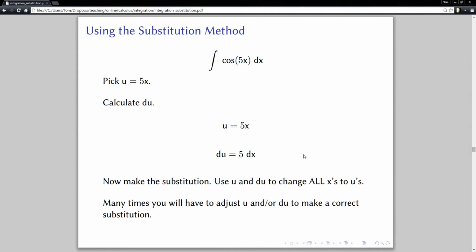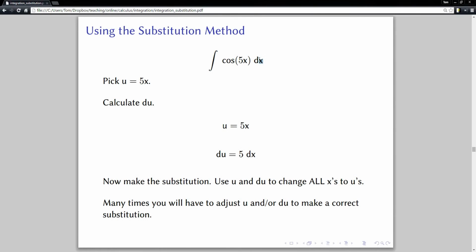All right, so many times what you're going to have to do is adjust the u and/or the du to make the correct substitution. Looking at our problem right here, we can see inside here we have 5x, and that's exactly equal to u. So that part is generally easy, and that, generally speaking, is one of the easier parts of the substitution. You're going to pick u to be equal to some part of your integral in there, and that part that you picked is just going to be changed over to u. So that part's easily accounted for.